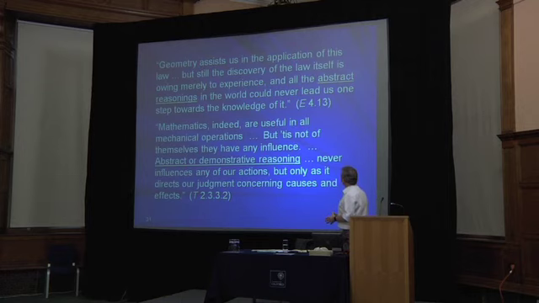"Geometry," Hume says, "assists us in the application of this law," that's the conservation of momentum, "but still the discovery of the law itself is owing merely to experience, and all the abstract reasonings in the world could never lead us one step towards the knowledge of it." So it seems to me absolutely clear. I mean, Hume commonly equates abstract reasonings with demonstrative reasonings. Hume is saying you can have demonstrative arguments, mathematical arguments, that use contingent principles, principles that we discover from experience. No problem. They still count as demonstrative arguments.